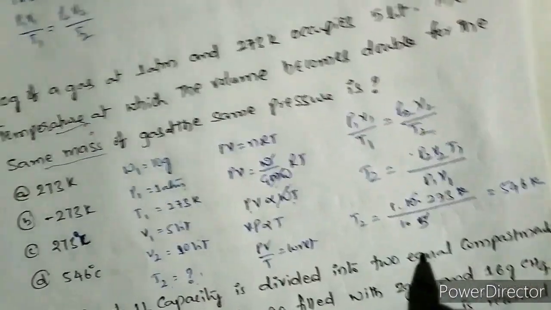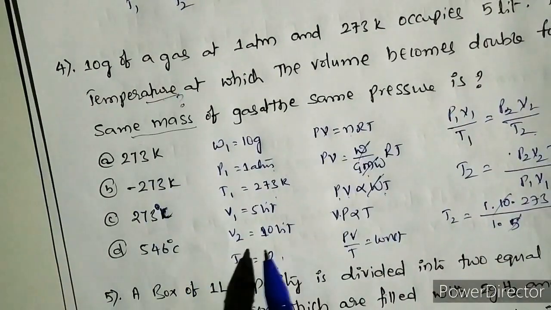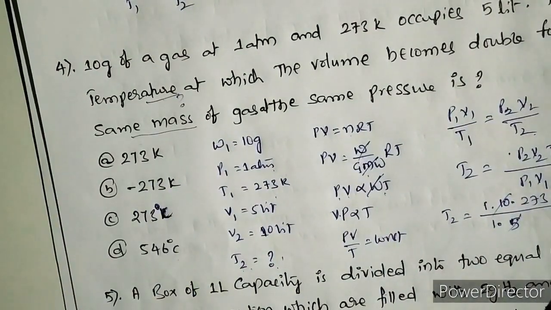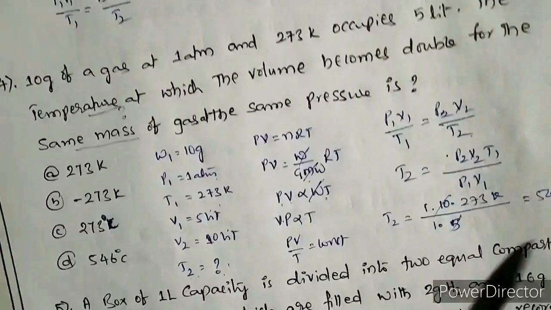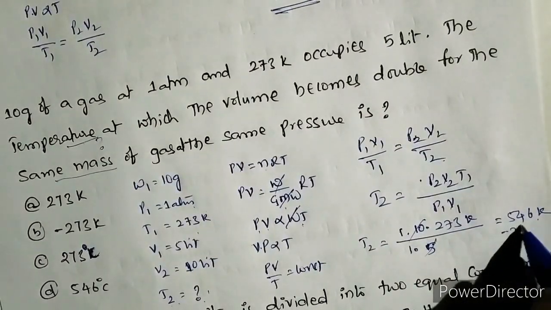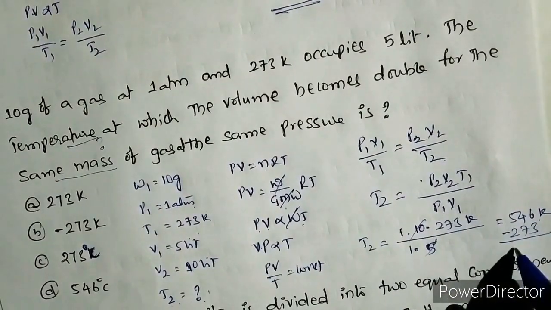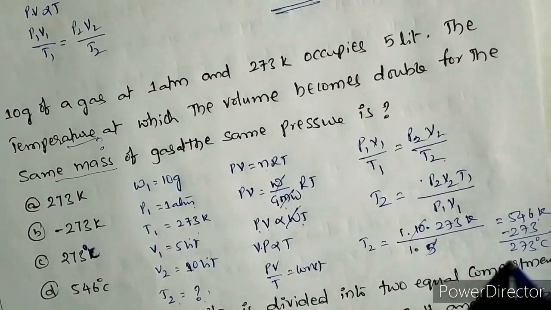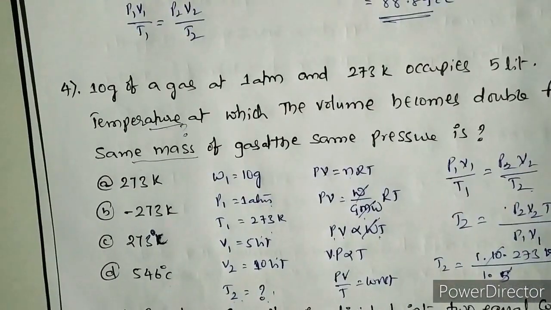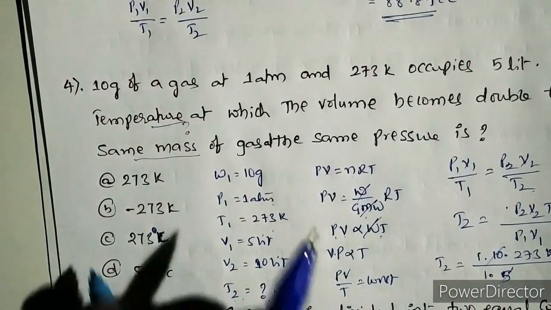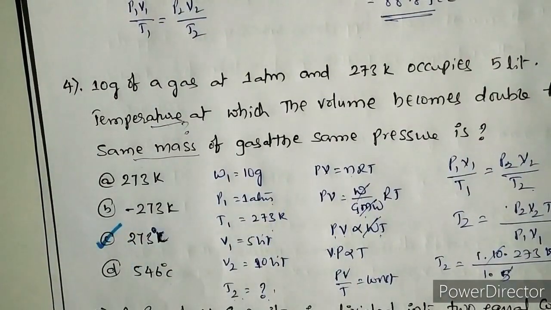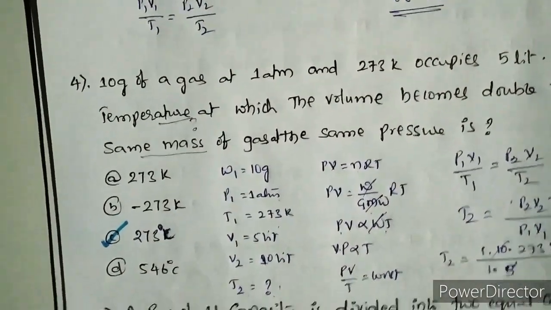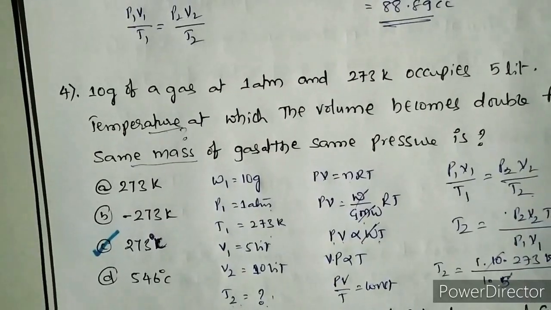546 kelvins, is there any answer of 546? The options are in degree centigrade, but the answer is in kelvins. So if you remove 273 from this, you will get 273 degree centigrade. 273 degree centigrade means what is your answer? Option C is the right answer. Okay, this is your fourth question.